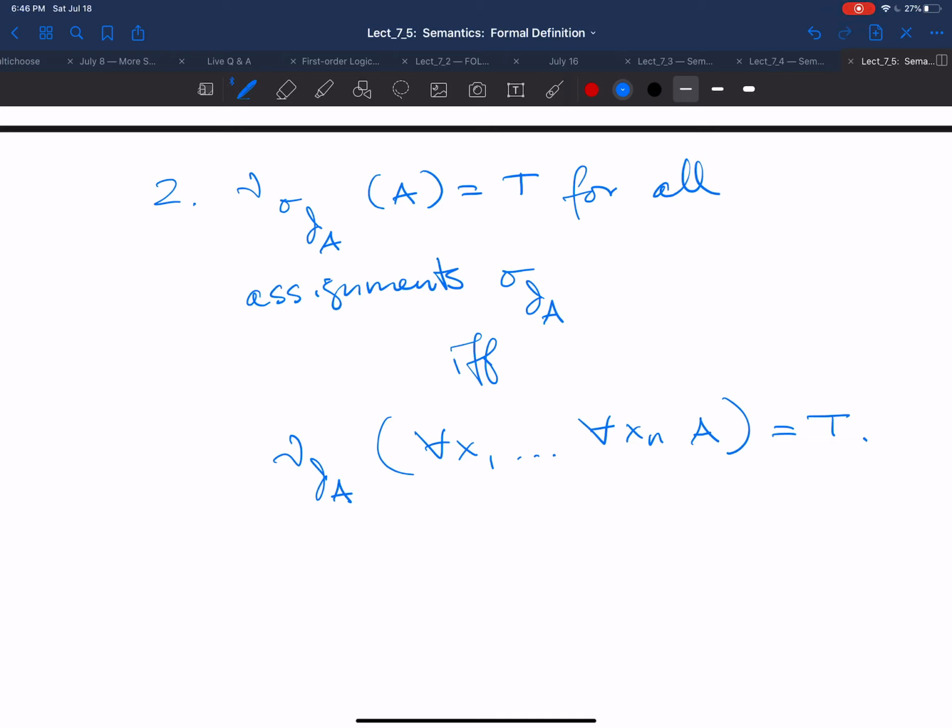Now, when we were dealing with propositional logic, we also talked under the heading of semantics about notions of satisfiability, unsatisfiability, and logical consequence. And those notions will carry over to first-order logic. But we'll address that in the next video.